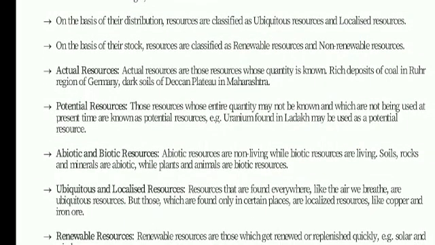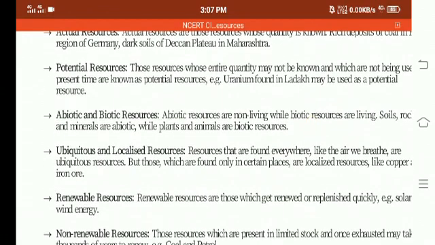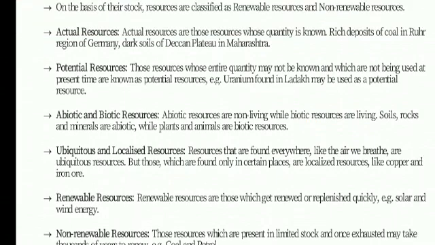Actual resources. Actual resources are those resources whose quantity is known. Rich deposits of coal in the Ruhr region of Germany, dark soils of the Deccan Plateau in Maharashtra. Potential resources. Those resources whose entire quantity may not be known, and which are not being used at present, are known as potential resources. Example: uranium found in Ladakh may be used as a potential resource.